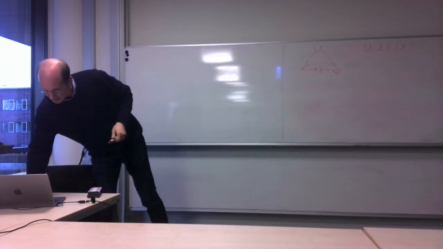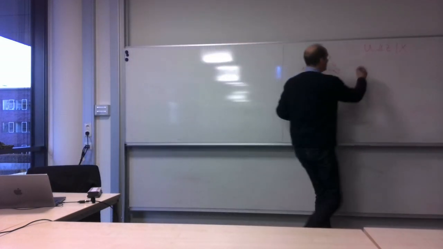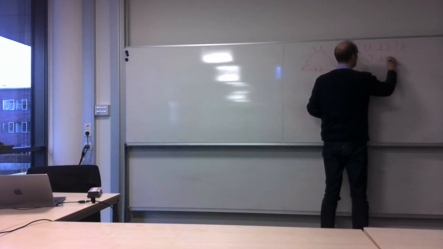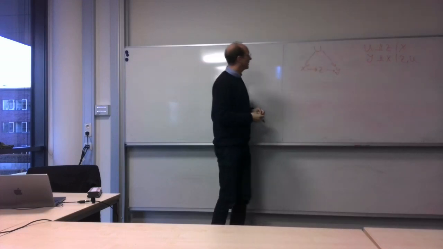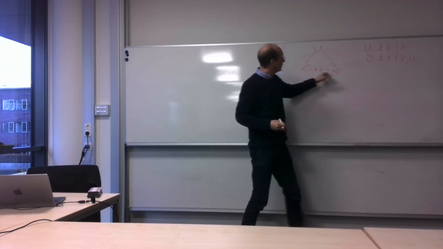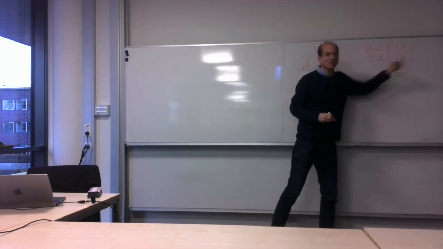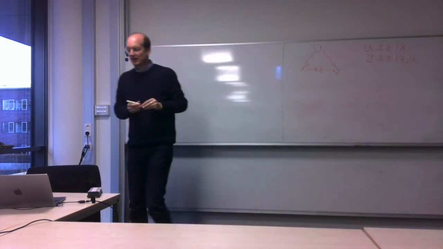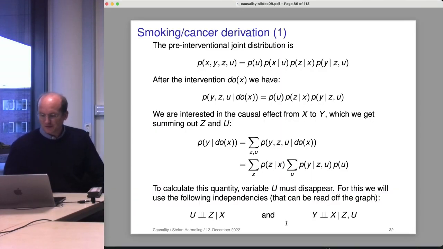So what is the other one that I need? Y is independent of X given Z and U. So for X and Y, there are two paths. One is going directly via Z, which is blocked by observing the Z, and the other one is blocked by observing the U. Okay, so those are things that I can read off from the d-separation. So far, so good.